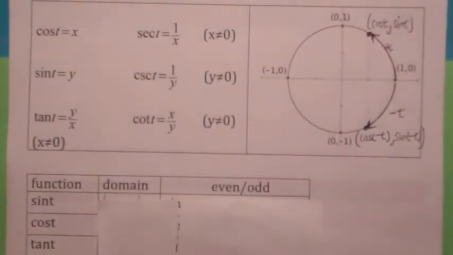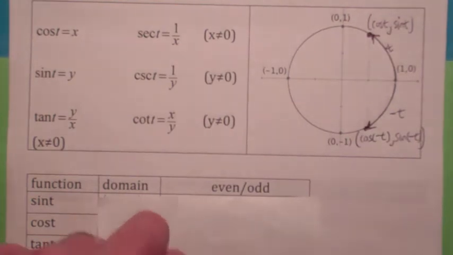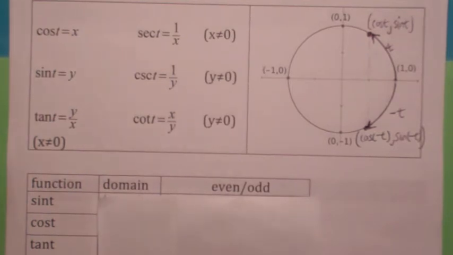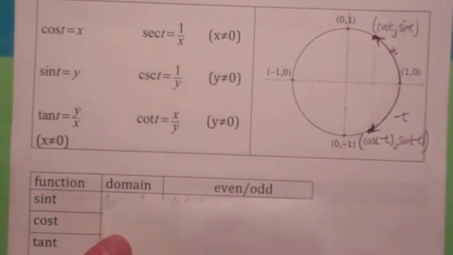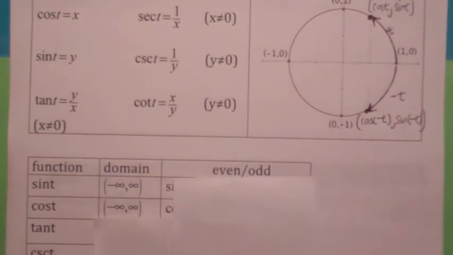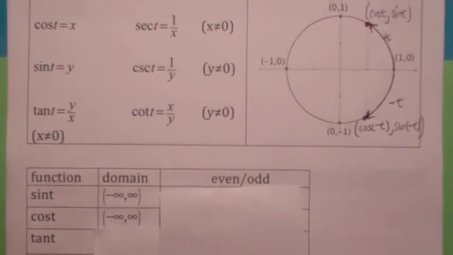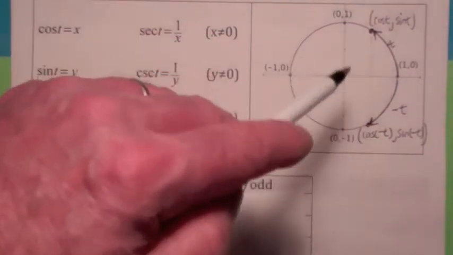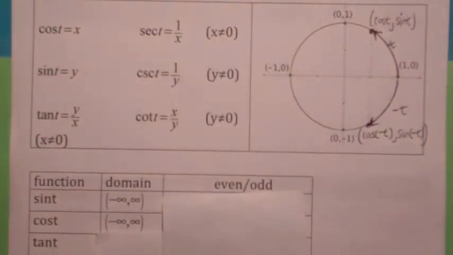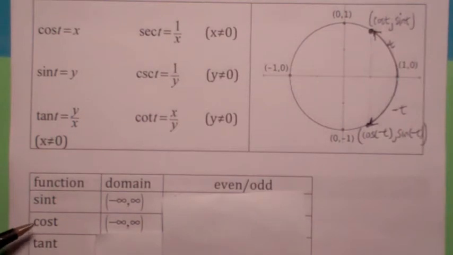Okay, the next thing I want to do is go back and talk about some properties of these 6 trig functions. I want to revisit the idea of domain and also look at the even and odd properties. Sine and cosine are easy. The domain of those is all real numbers. The reason is, if you think of t as a distance, a real number distance around the unit circle, no matter how many times you go in the positive direction or the negative direction, you're always going to end up at a point on the unit circle. It'll always have an x and y coordinate. So the domain of sine and cosine is all real numbers.